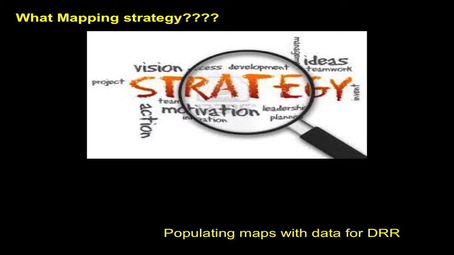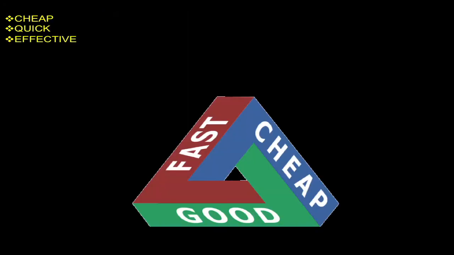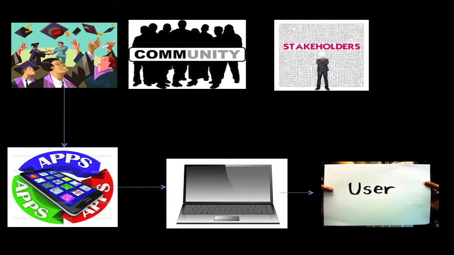So what strategy are we using? We have developed a strategy of a cheap, effective, and quick tool where we involve students from the University of Nairobi or any other university interested, relevant stakeholders, smartphone apps, and laptops which have open source software, which I'm going to talk about later. The users of this kind of information will be people like NGOs, government organizations, or any other interested party.